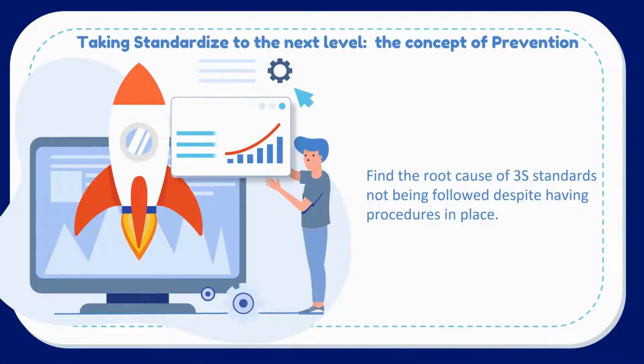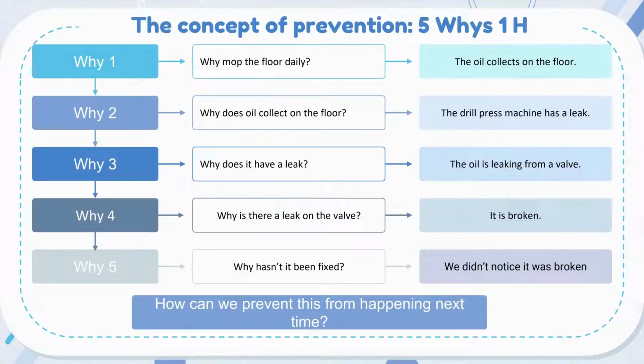Even with procedures to maintain the 3S in place, you may find that your teams will need to constantly deal with unneeded items and spills on machines. The standardized concept of prevention helps you to identify why things keep coming back to the workplace. Using the 5 whys to question why unorganized conditions are still difficult to maintain despite having established procedures will help you uncover the root cause. In the end, find out how to deal with the issue effectively.